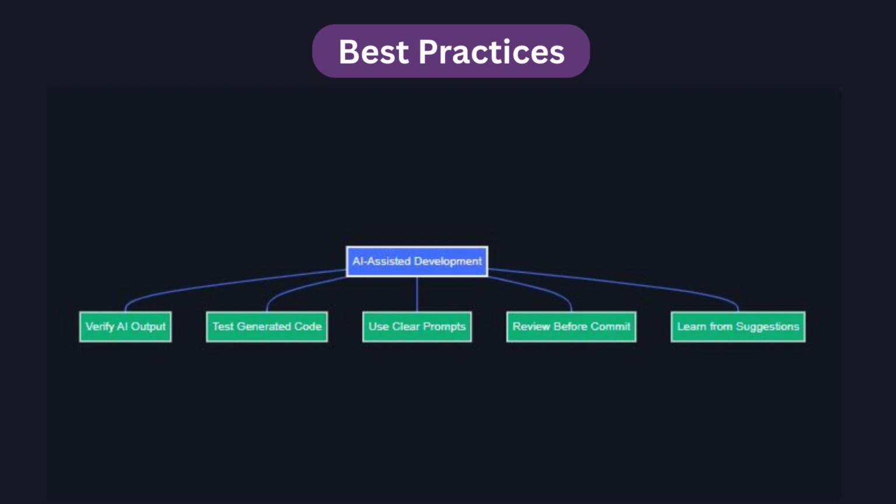Before we wrap up, some best practices. Always verify the code generated by Amazon Q before using it. Test all generated code to ensure correctness. Use clear and specific prompts for better results. Review suggestions before committing and learn from them to improve your skills.